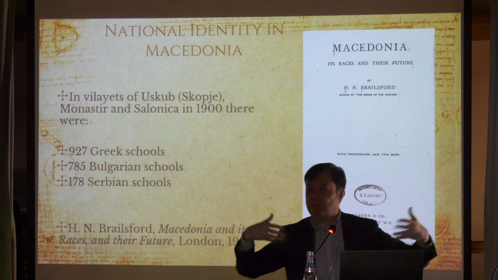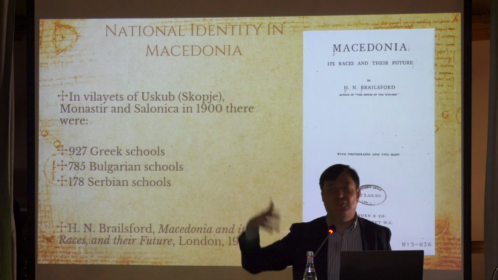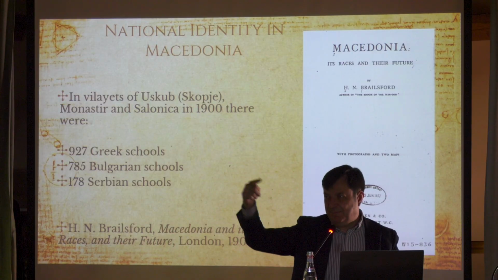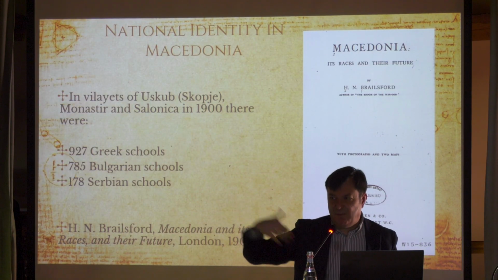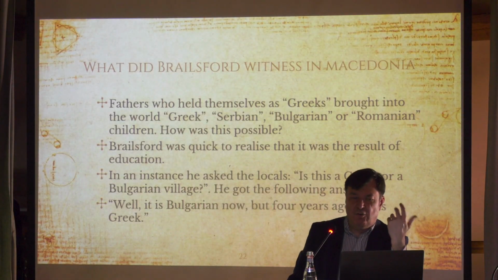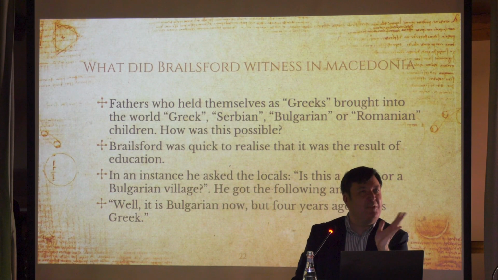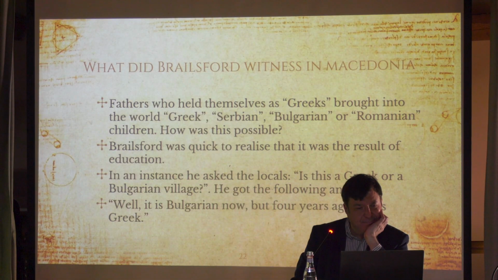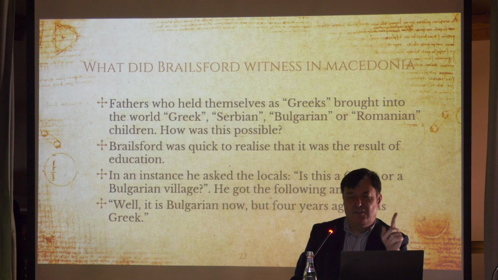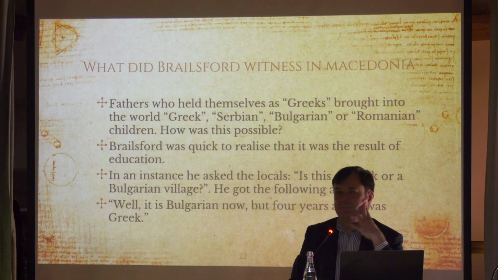So now Brailsford is in the middle of that campaign, and he goes to the same villages 6 times. 3 times there, 3 times back. And he asked people, who are you? And suddenly he realizes something very specific. Fathers who had themselves as Greeks brought into the world Greek, Serbian, Bulgarian, and Romanian children.